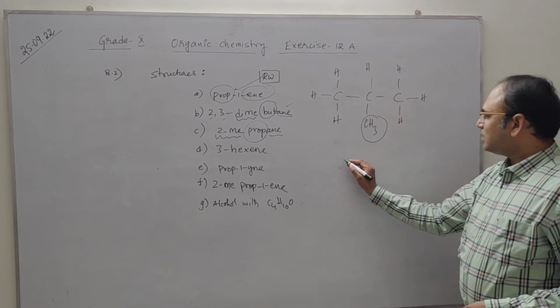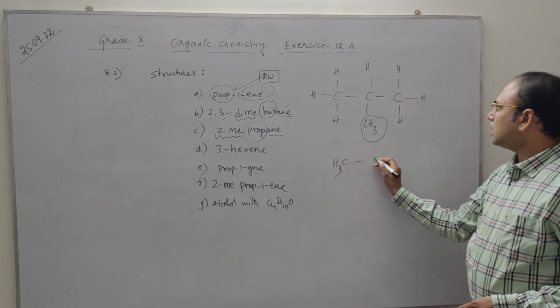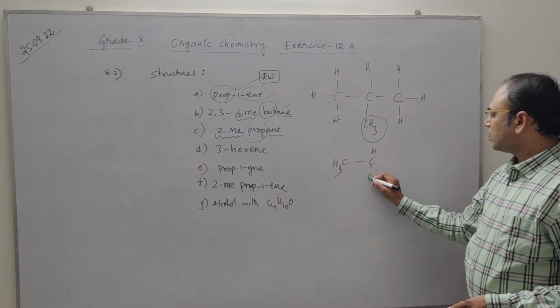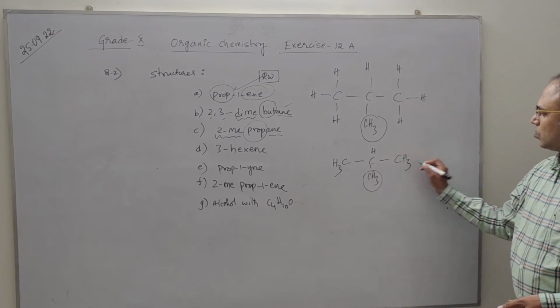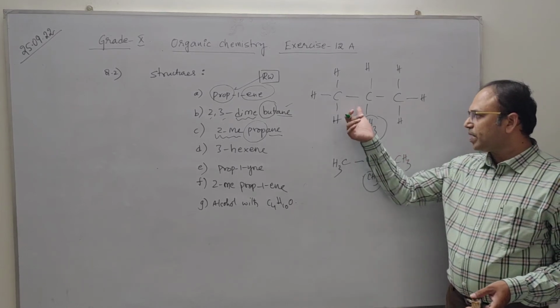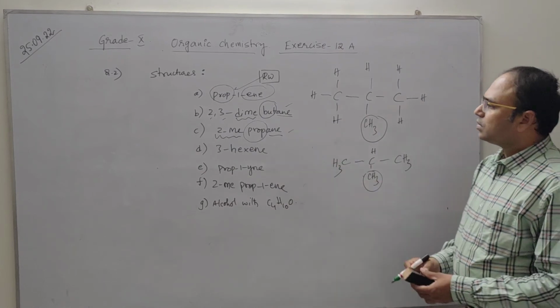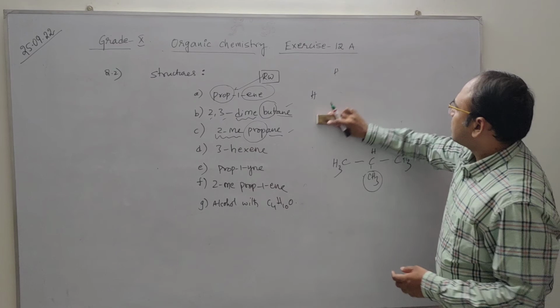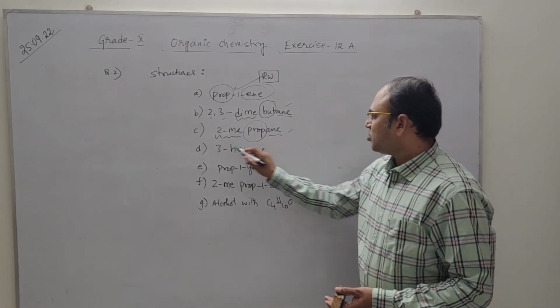If you want to write the condensed structure, the same thing. 3 hydrogens are written here, 1 H. This is your methyl group, and here 3. So hope you have understood this. You can write the expanded or the condensed structure also. So this is done. Now D, hexene, and ENE is at which position?